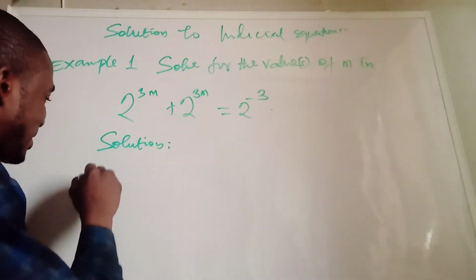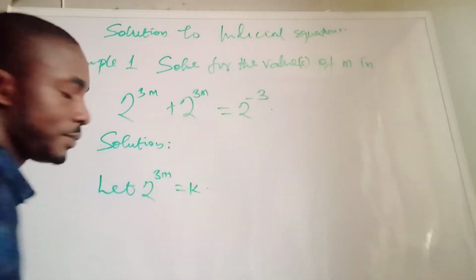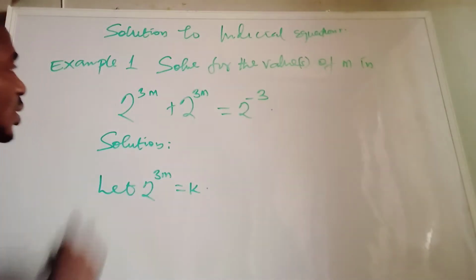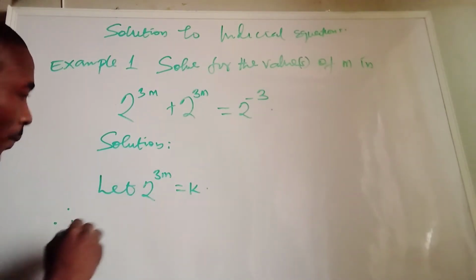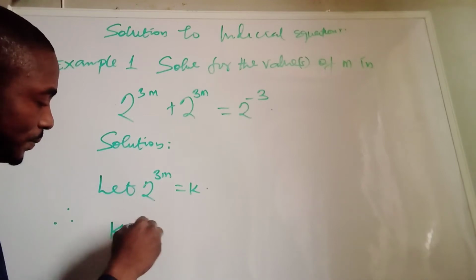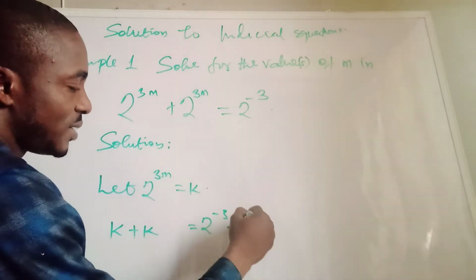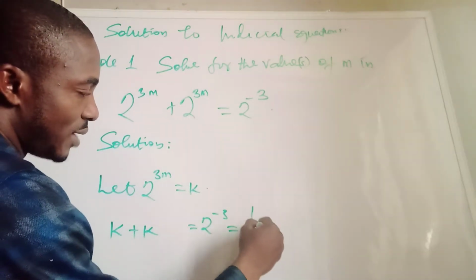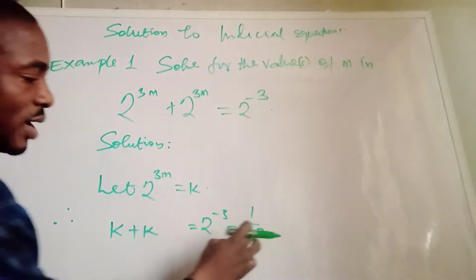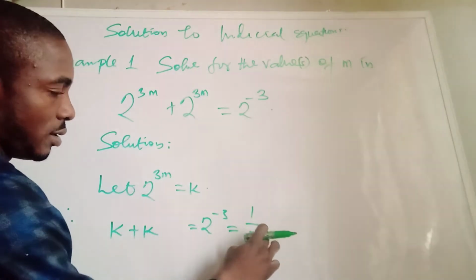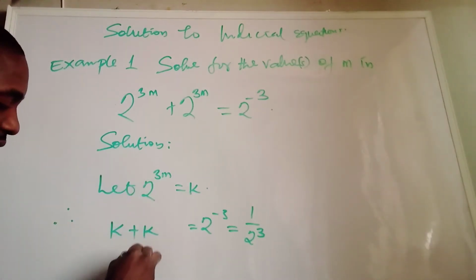We can look at it and say let 2 raised to power 3m be equal to k. That's one, because we have 2 raised to power 3m here, and we also have 2 raised to power 3m here. Therefore, we can say k plus k is equal to 2 raised to power minus 3, which is the same thing as 1 over 2 raised to power 3, from the law of indices. Now we can go ahead and say this is the same thing as 2k.